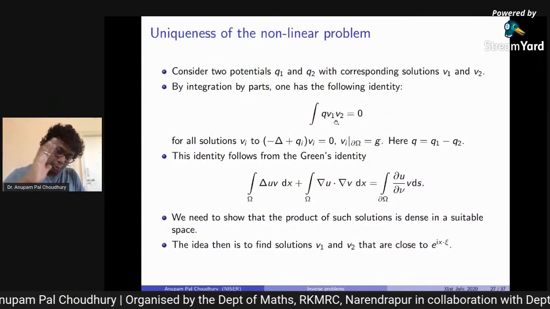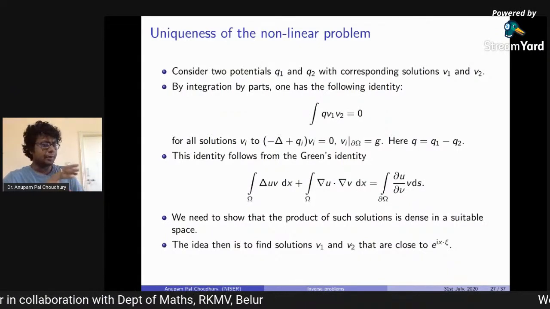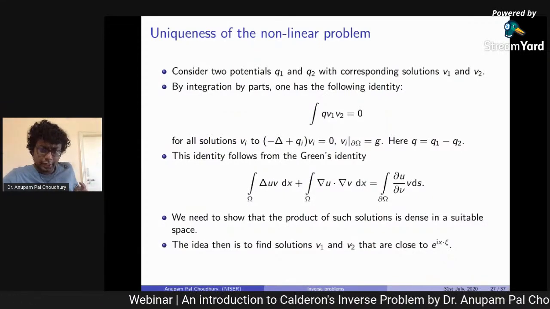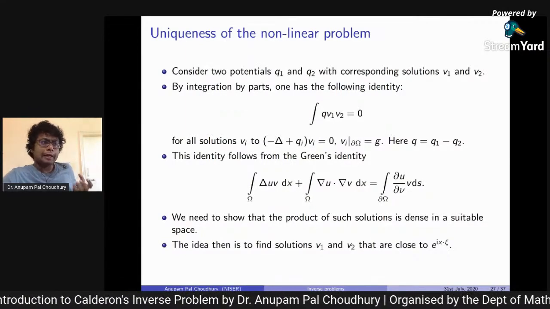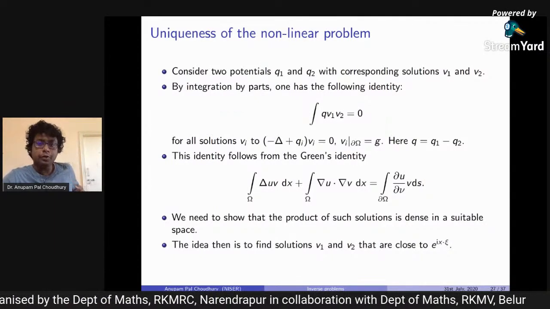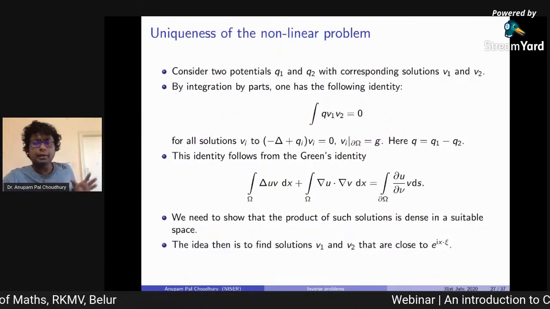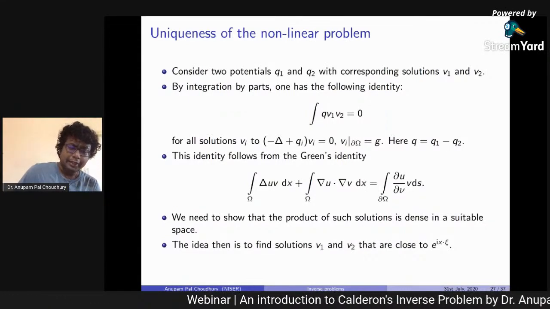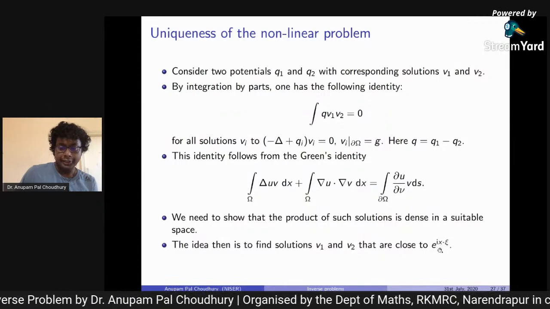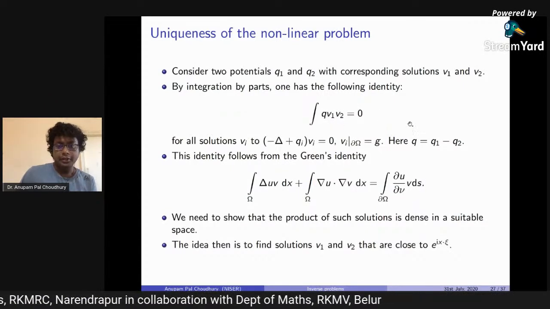Just go back and think about what Calderon had there. Calderon had something like an integral of delta and the gradient of some U1 times the gradient of U2. What was the idea there? The idea was, can I recover or show that the Fourier transform of that delta is 0? The idea here is also the same. Can we somehow recover some information about the Fourier transform of Q? If I can show the Fourier transform of Q is 0, then I'm done. So again, the idea is to find solutions V1 and V2 that are close to e to the power i x dot zeta. Why e to the power i x dot zeta? Because if I have e to the power i x dot zeta here, that will give me the Fourier transform of Q.